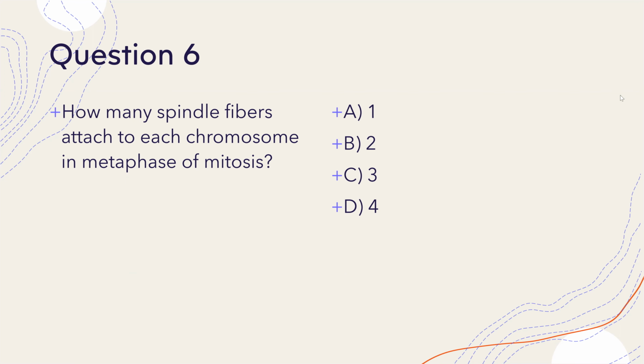So this is a question I just wanted to use to point out part of mitosis, just because it is very different when you consider meiosis, specifically meiosis 1. There are 2 spindle fibers that attach to each chromosome during mitosis, one spindle fiber from one centrosome and another spindle fiber from the other centrosome on the other side of the cell.